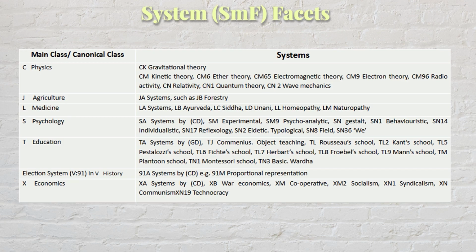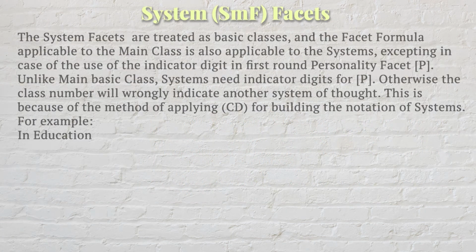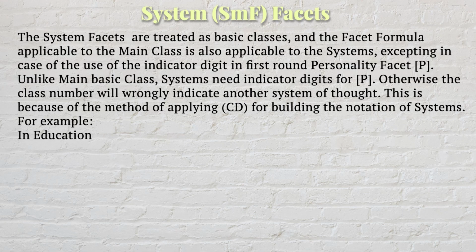Again, similarly, we get instances of systems in main class education or economics, even the election system in main class B history. The system facets are treated as the main classes, and the facet formula applicable to the basic class or main class is also applicable to the systems, excepting in case of the use of the indicator digits in first round personality facet.